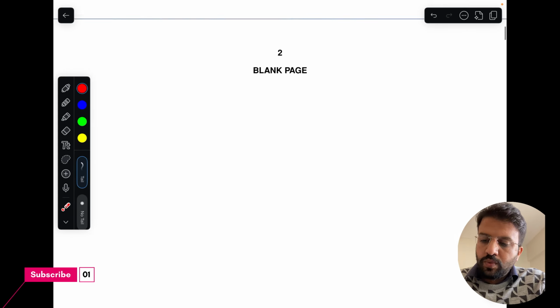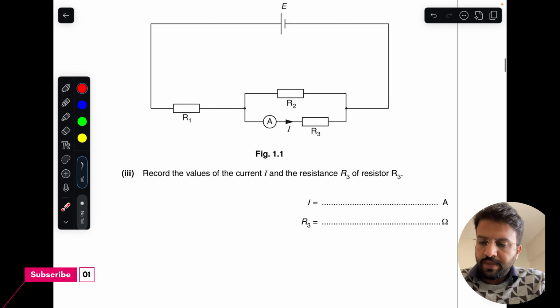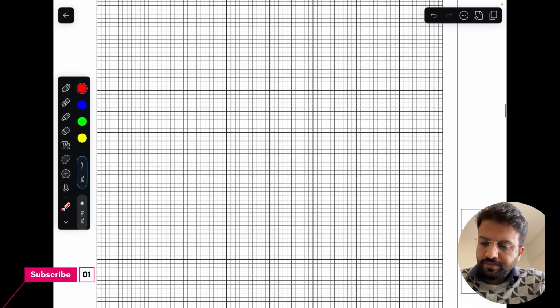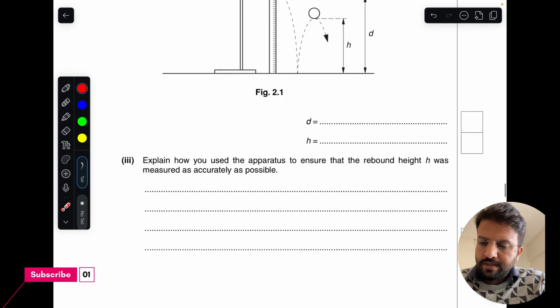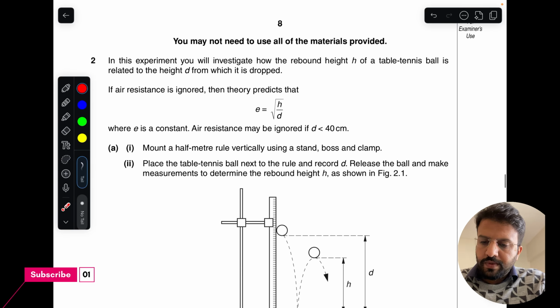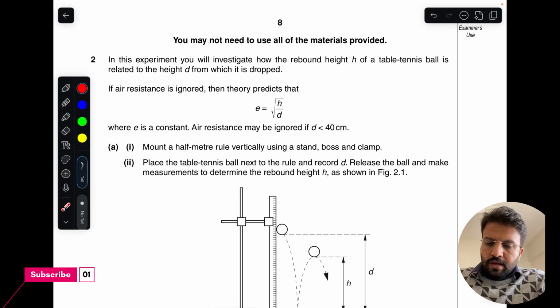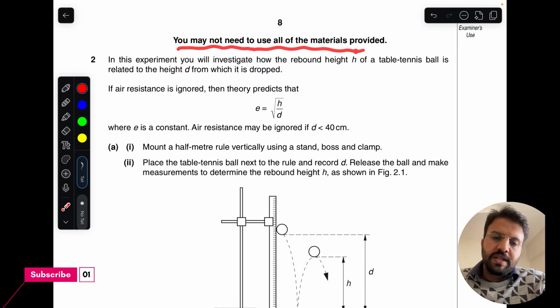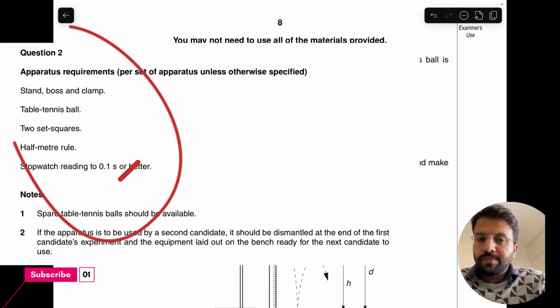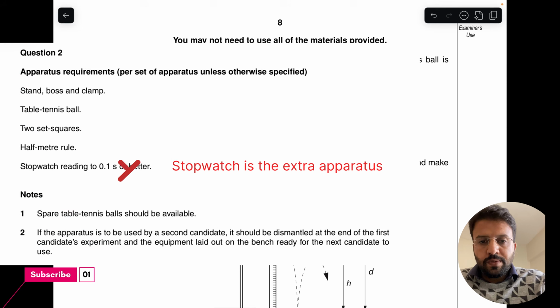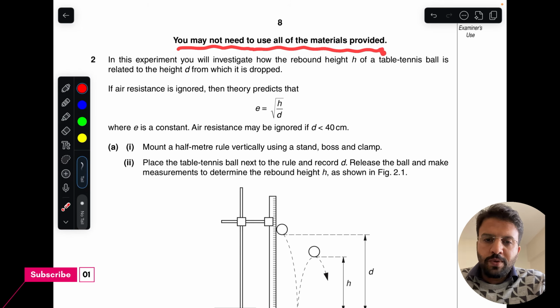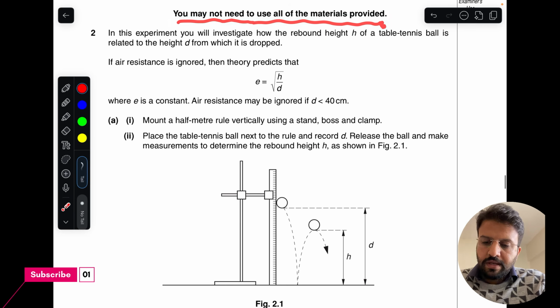We are going to attempt question 2 of this paper. Question 1 is from electricity, and we are going to discuss question 2. So let's discuss this one. First thing, in the lab setting, you may not need to use all of the material provided. The examiner will give you some extra material, so you should know which material you have to use. For that, first you need to know the names of all the apparatus. So let's discuss how we can do that.